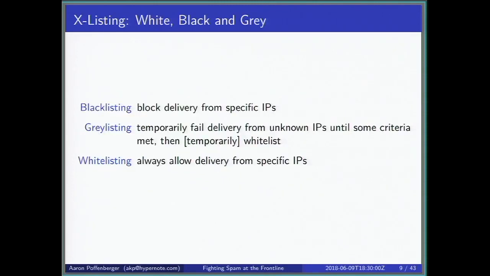So let's talk about X-listing just to kind of get our terms down. Blacklisting is simply blocking delivery from specific IPs. Graylisting is temporarily failing to deliver, usually by returning a 451 or something, until some criteria is met. The typical criteria is I block you from sending email with a 451, and I expect you to call back after waiting at least 3, 5, 30 minutes, whatever your criteria are, and then I will add you to my whitelist. And the whitelist is always allow this IP address through. It doesn't necessarily have to be a forever whitelist. Whitelists can be ephemeral, rolling 24 hours, but they can also be permanent.